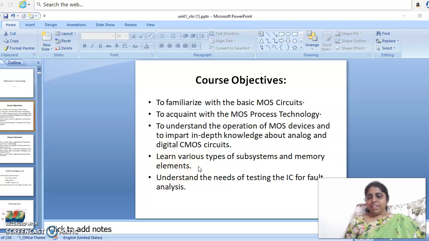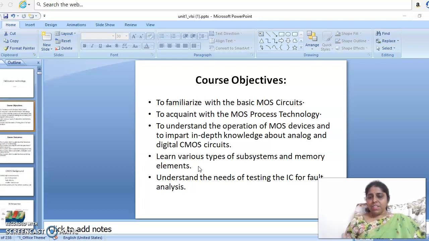Next, to learn the various types of subsystems and memory elements. Like we take a logic gate, some few logic gates will be integrated to form a adder. Then few adders multiplier blocks will be made to design a subsystem. Few subsystems will be made to design a main system.